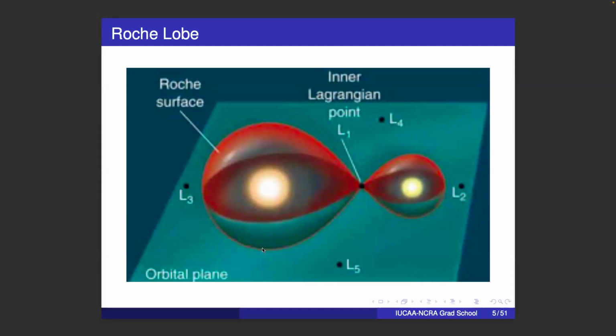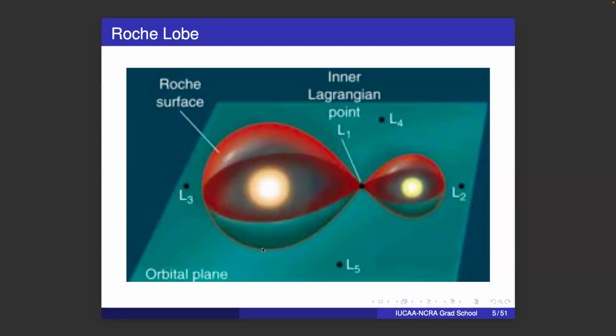So when it's increasing its size, its Roche lobe will stay the same, because the mass is not changing, right? The Roche lobe doesn't depend on the radius of the star. It only depends on the mass of the star. So as this guy expands, in fact, the Roche lobe may become slightly smaller.